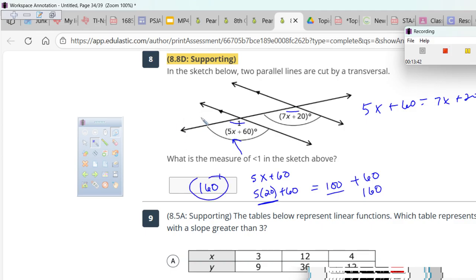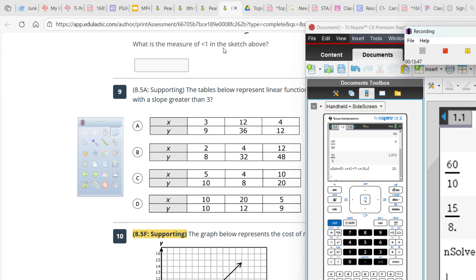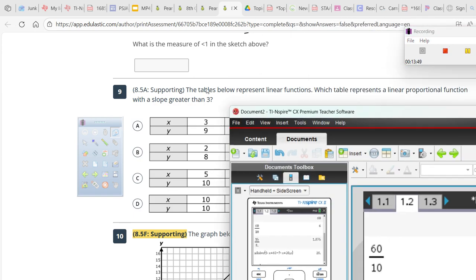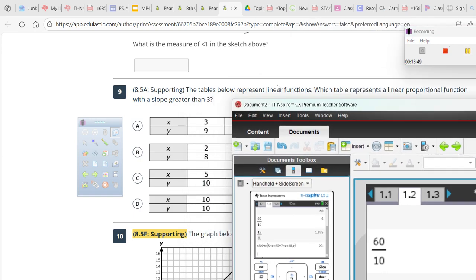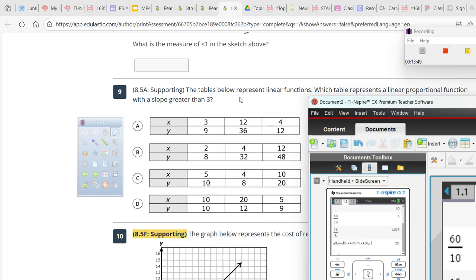Angle 1 is 160. So on this one, basically you want to know which table is proportional with a slope greater than 3. Proportional means it goes through the origin, all right? Proportional also means b is 0, and then the slope is greater than 3.